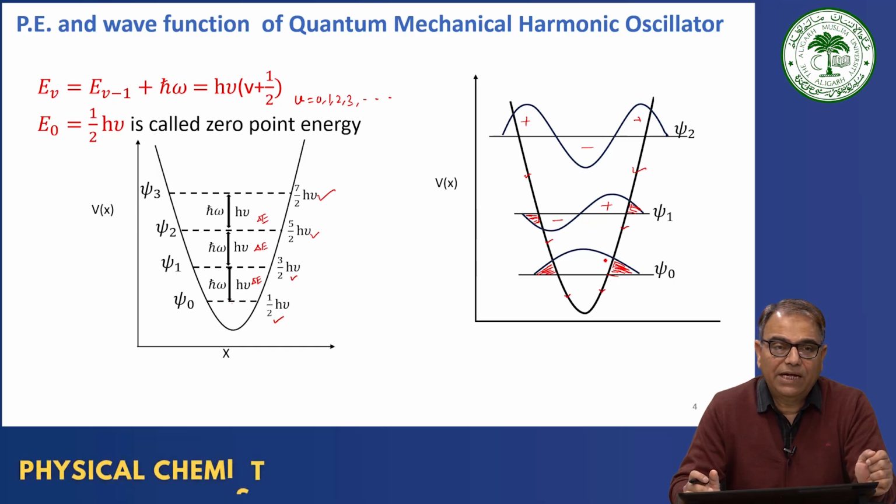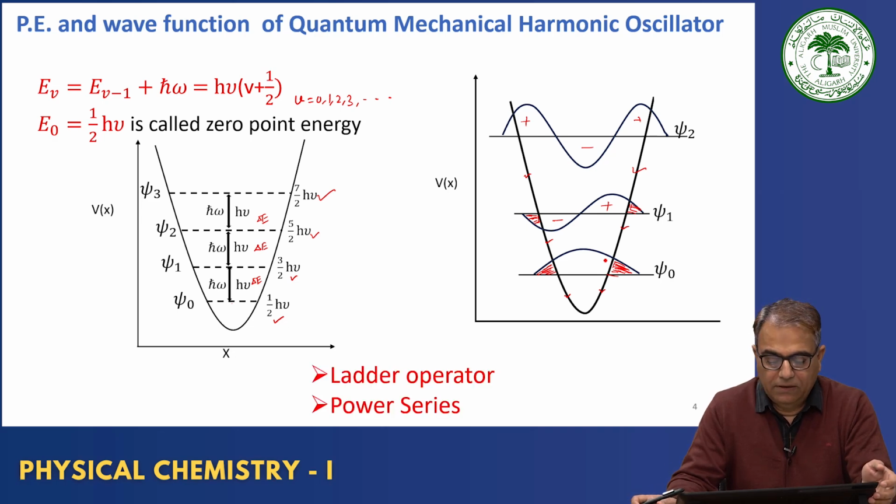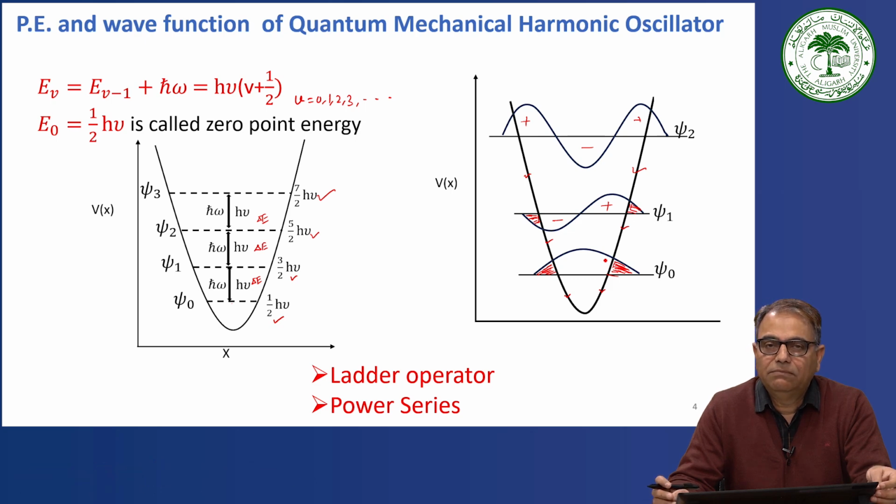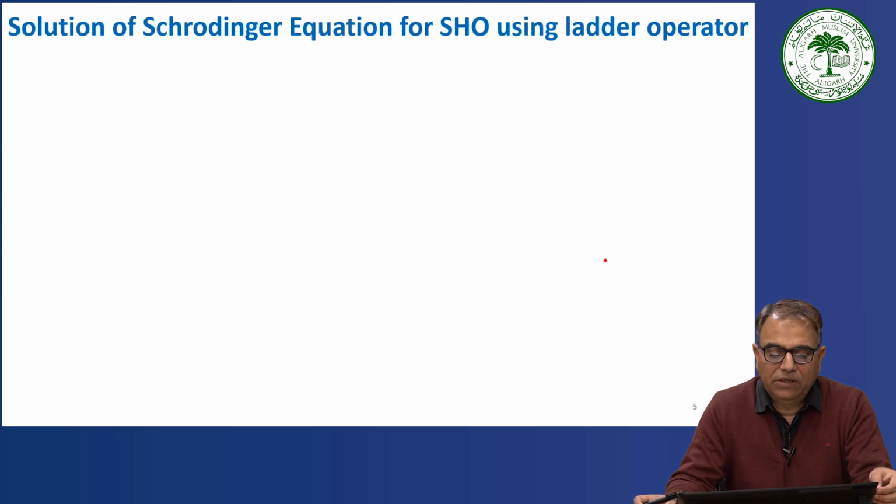Now with this idea, we can go ahead and apply the Schrodinger wave equation to simple harmonic oscillators. There are two ways of doing this. One is called the ladder operator method and the other is called the power series method. The simpler one is the ladder operator method, but the beautiful and most general application is the power series method. So we will talk about both these methods for the simple harmonic oscillator.